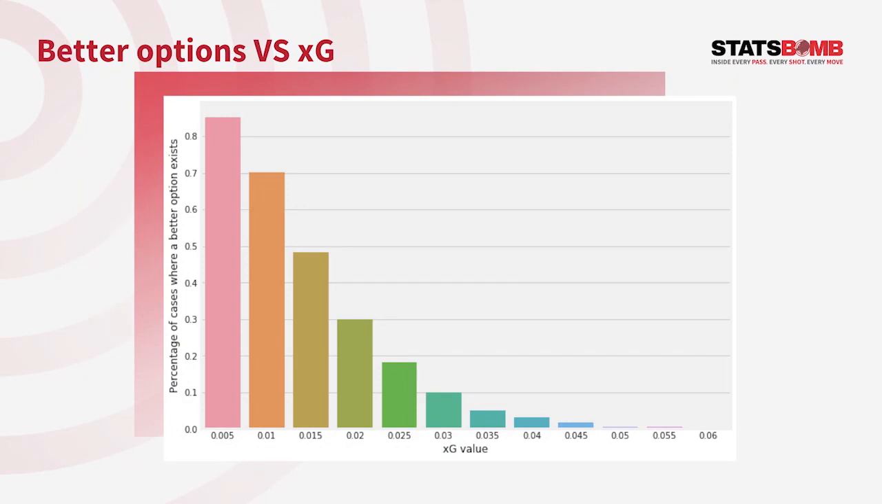So the first result I wanted to check is if better options are correlated to XG value. And as you can see here, it is. If the XG value is decreasing, the number of better options for shots is increasing. And we can see that with really, really small XG values, there are a lot of better options. So that's not surprising, but it's good that the model can capture this.